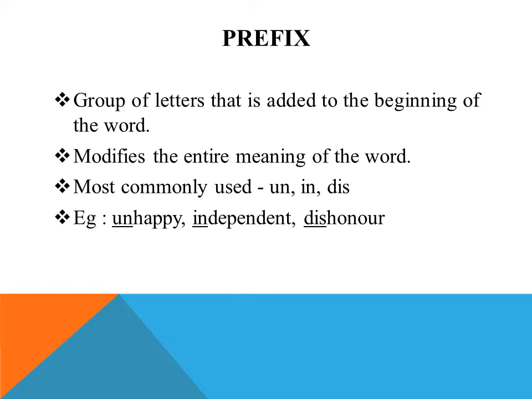The root word of unhappy is happy. So when you add un as a prefix, it becomes the opposite meaning of the word. And the root word of independent is dependent. When you add in to it, the whole meaning of the word gets changed. And the root word of dishonor is honor. And when you add dis to it, it represents the opposite meaning of the word.